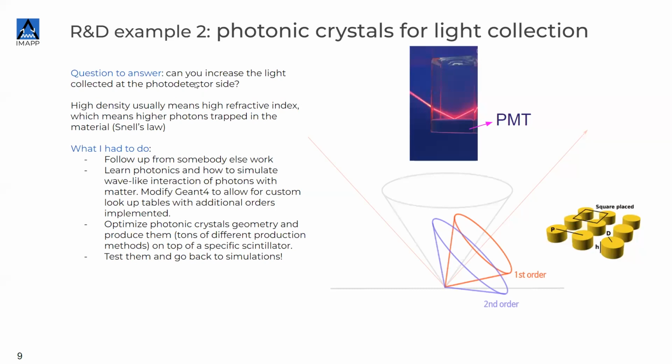So the question once again: can we increase the light collected at the photodetector side by not using classical methods, which are easy to do, but have a limitation? The answer in that case was to use photonic crystals, which are very tiny structures that we printed on the surface of the scintillator, like small cylinders, on the order of this P. The distance between these pillars could be a minimum of 300 nanometers, but it could go up to the micron level, some microns.